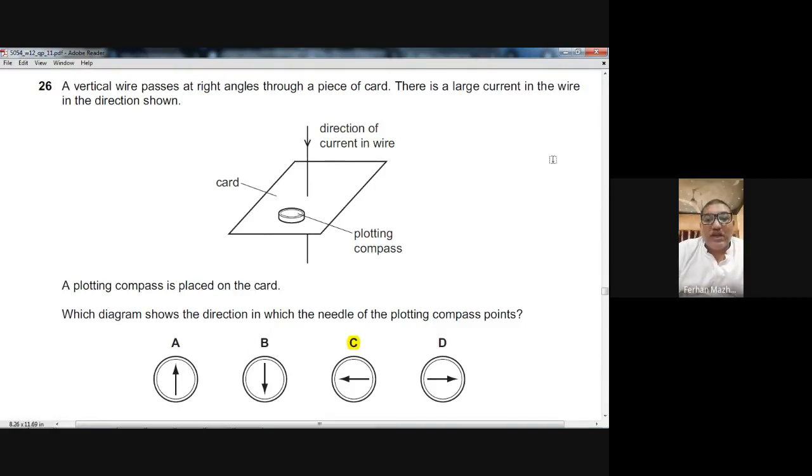I hope that you have understood how I used the right hand rule for the straight conductor, and I decided what the direction of the magnetic field around this conductor is, and then I decided where the pointer of the magnetic compass you have put will be pointing. The magnetic compass pointer always aligns itself along the magnetic field present in that location. So C is the choice.